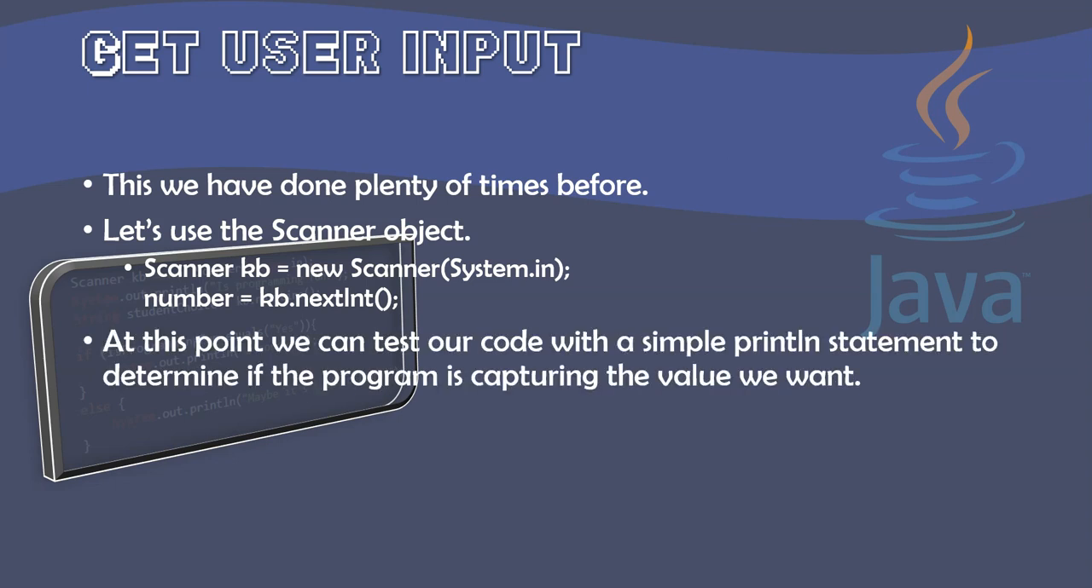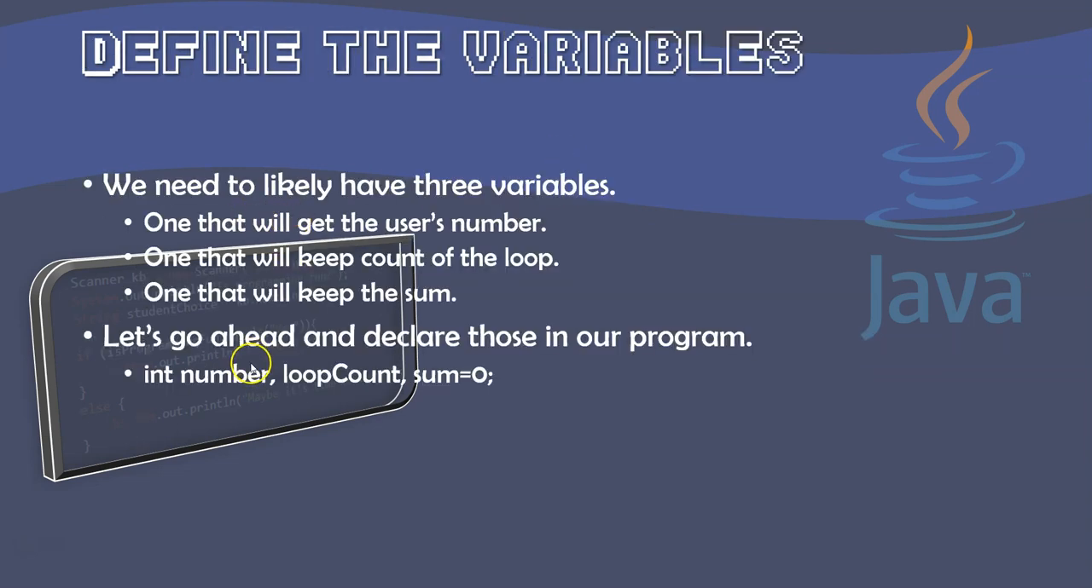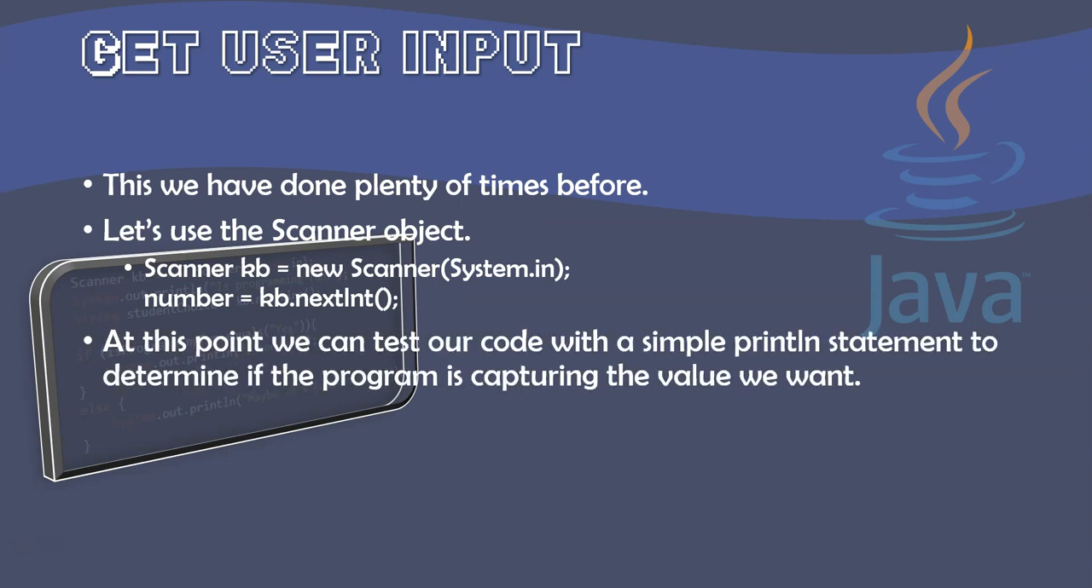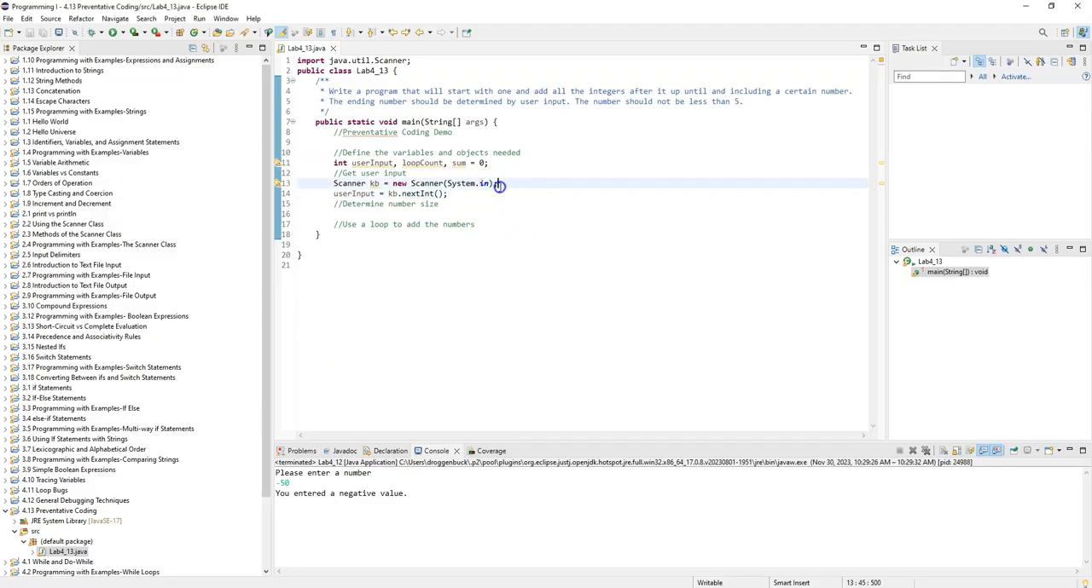So we can, of course, test our code with a simple print line statement to determine if the program is capturing the value we want, which in this case would be number. Remember, there are 3 variables that we are really keeping track of: number, loop count, and sum. I think I called it user input in our program, but that's okay. What we ultimately want to do here is make sure this program works, because this is about half of our steps, so this is a good point to stop with our incremental approach and test our program.